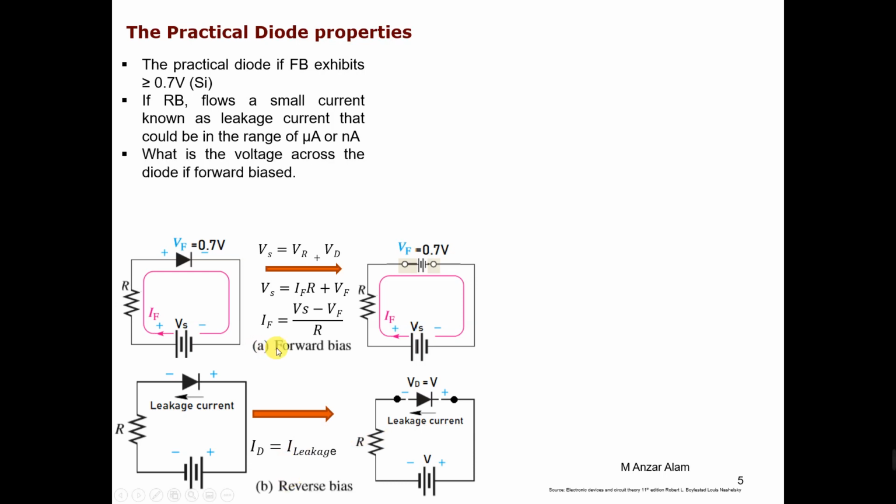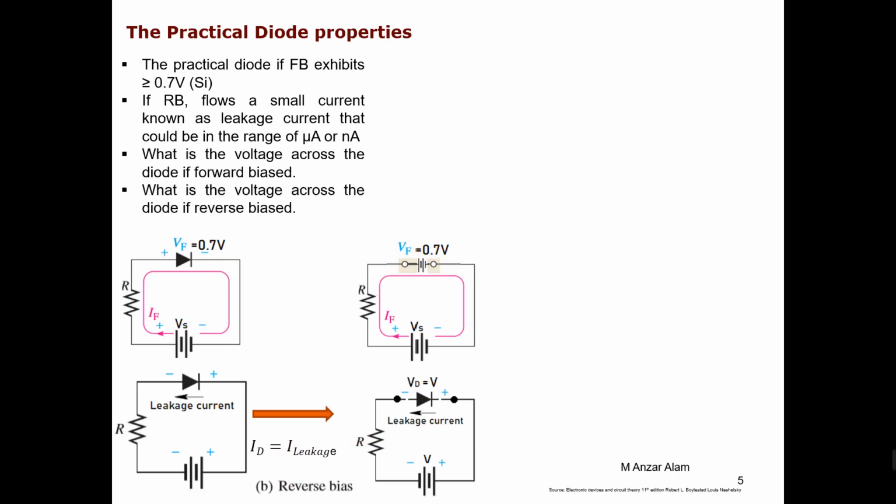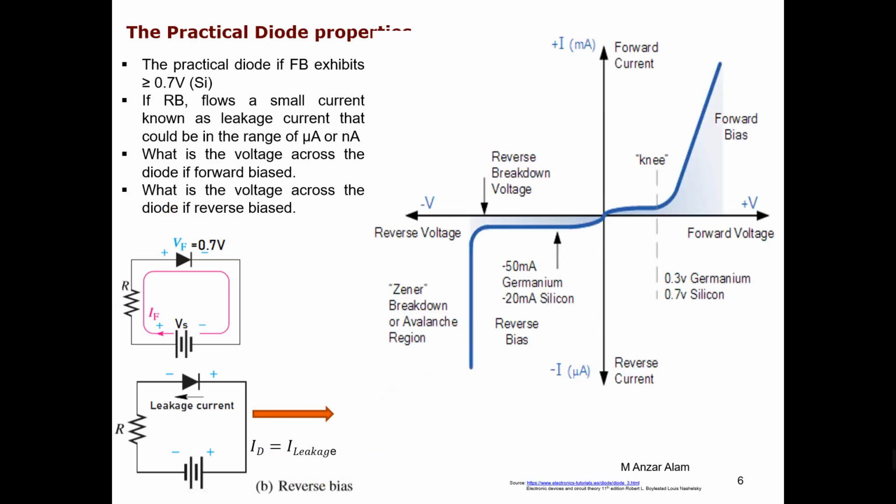What is the voltage across the diode if forward biased? The voltage across the diode when it is forward biased can be calculated from its VI characteristic curve. And what is the voltage across the diode if reverse biased? If it is reverse biased, its voltage can also be calculated from its VI characteristic curve. So this is the VI characteristic curve. We can say that at every voltage it has a corresponding current. So this is the characteristic curve.